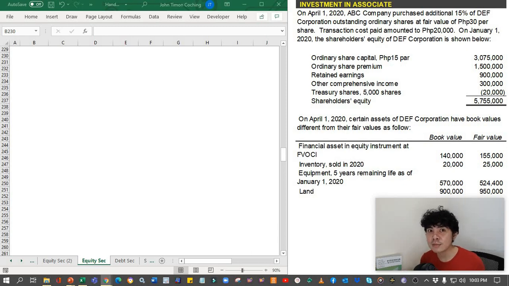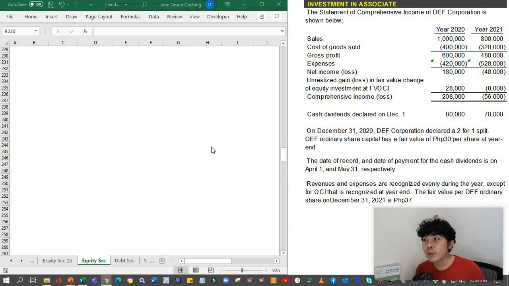So, i-check natin. Kung titingnan natin dito sa information na to, meron tayong statement of comprehensive income ni associate for the year 2020 and 2021. Syempre, ang kailangan lang natin is year 2020, kasi we only need to determine the change in the equity of the associate from January 1 to April 1. Dito lang natin titingnan etong statement of comprehensive income for 2020. Meron siya ritong 208,000 comprehensive income.